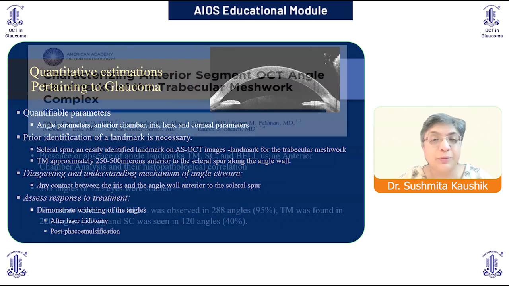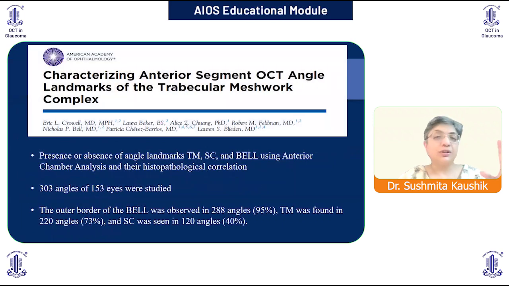This is a very novel concept, and it's nice to go back to this paper if you can, because they have really defined anterior segment OCT angle landmarks of the trabecular meshwork complex. So what it is: the presence or absence of angle landmarks, trabecular meshwork, Schlemm's canal, and BELL. And we'll just know what the BELL means using AS-OCT. Out of the 303 angles of 153 eyes studied, the outer border of BELL was observed in 288. So in 95% of angles you could identify an outer border of the BELL.